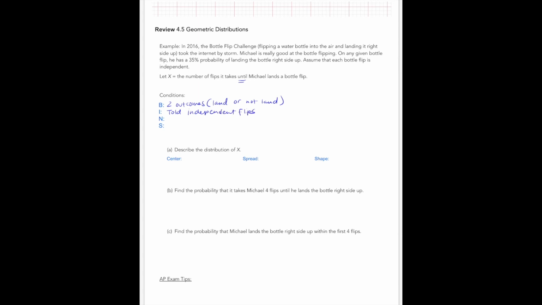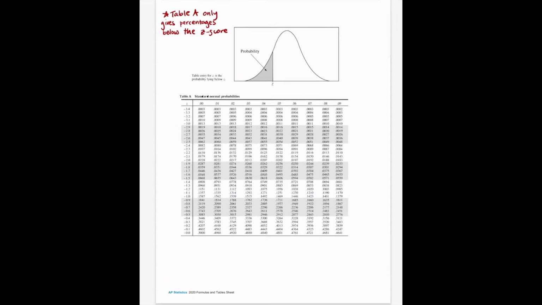And then the number of fixed trials, we don't have the number of fixed trials. So we actually have the number till our first success. So we're using the word until here. So I'm gonna just say not fixed, which is fine. And then our probability of success is 0.35, okay?